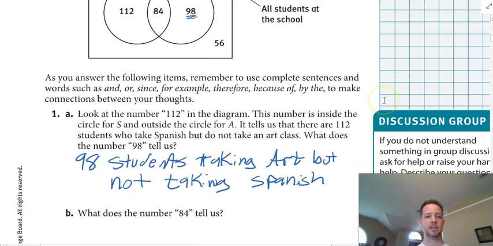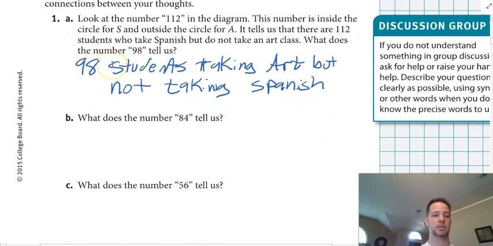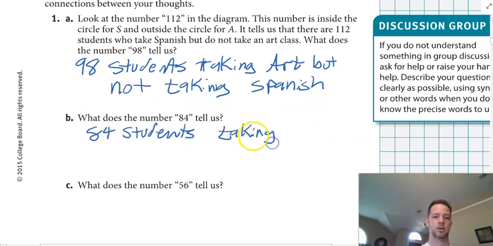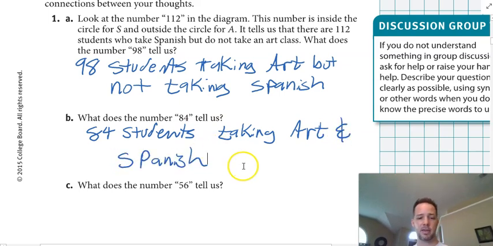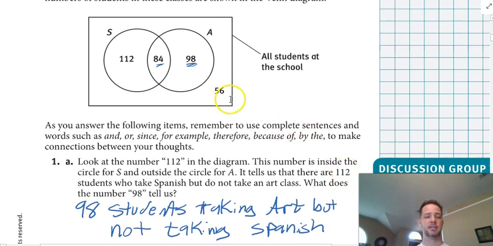What about the number 84? What does that tell us? Well, that's in both the circle for Spanish and in the circle for art. So there's 84 students that are taking both art and Spanish. What about the number 56? What does that tell us? And 56, those are students that aren't in either of the circles. So those are students that are not taking Spanish and not taking art.